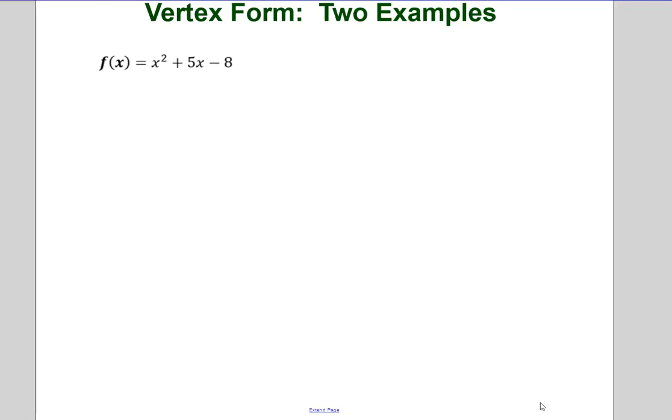Quick examples of converting to vertex form given the standard form of a quadratic. So let's go ahead and get started. So we have x squared plus 5x minus 8. First thing we're going to do is complete the square using these first two terms.